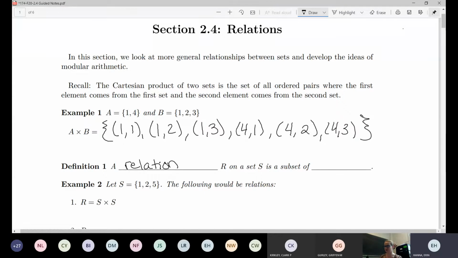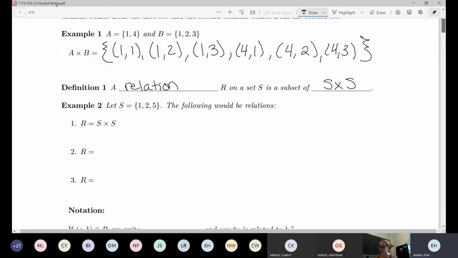There it goes. So a relation R on a set S is a subset of the set Cartesian producted with itself. Now that might sound super weird, but let's look at this example right here. Essentially we're taking a set and we have some sort of relationship that's relating the elements in the set to itself, if you will. We don't necessarily have to use all of those values, but we can.